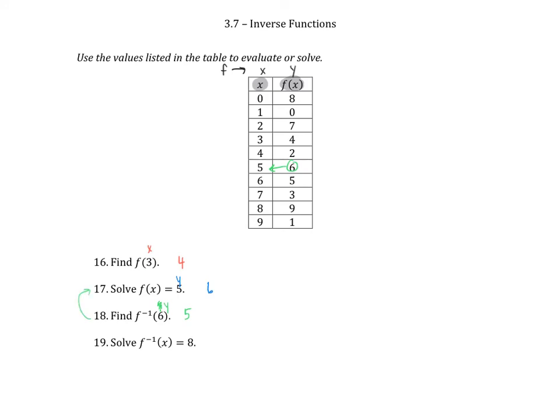And then for number 19, again, we have an inverse. So this is normally a y. Since we have to use the regular x function, we're going to say it's x. So we're going to go down to 8. We see the corresponding y is 9. So for the inverse, that would be the x value. So 9.